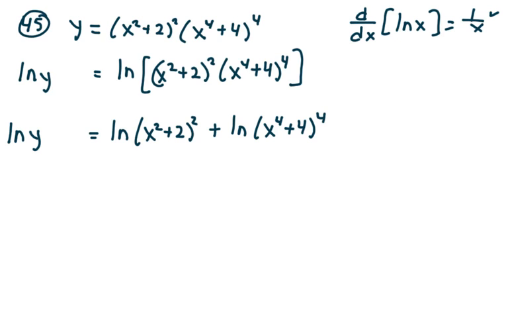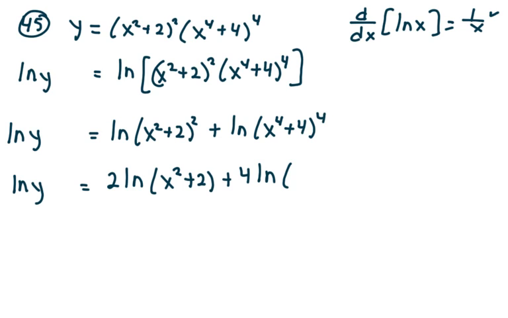Okay? And so natural log of y is the same as 2 natural log of (x squared plus 2) plus 4 times the natural log of (x to the fourth plus 4). So I'm applying the log properties right now. And now we're ready to differentiate both sides. And so this is a great application of the chain rule.